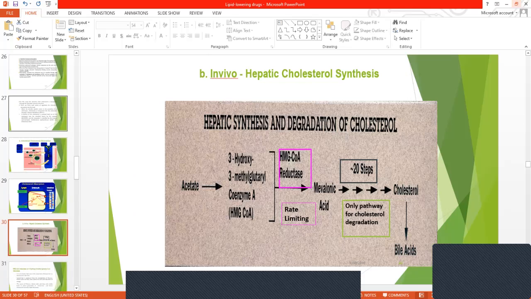Here we discuss the role of HMG-CoA reductase. This enzyme helps in the formation of cholesterol from acetate. This is the rate limiting step. It means if we suppress this enzyme, then the formation of cholesterol will be delayed.